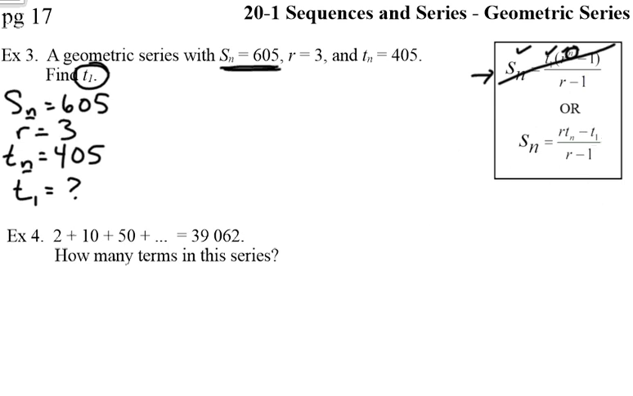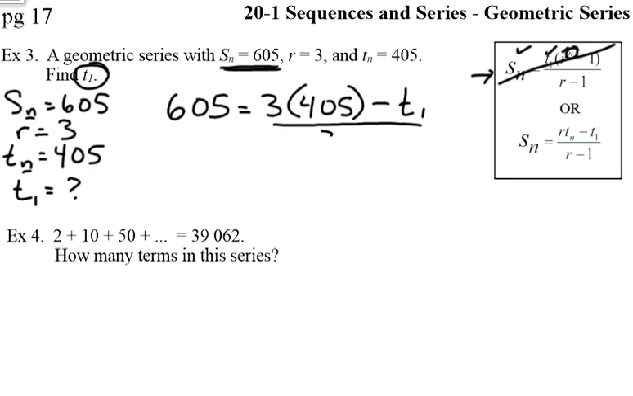Everything's listed. Here we go. S at n is 605. It equals R, 3, times T at n, which is 405, minus T1, which is what we're trying to find. All of that's being divided by 3 minus 1. So now we have to do some algebra, but we've seen things like this already. We have to get the T1 by itself. Well, we know our denominator is 3 minus 1, which is really just 2.